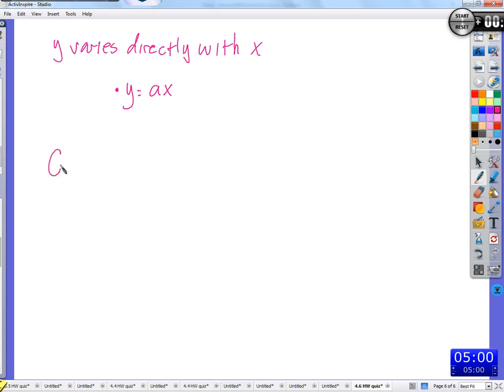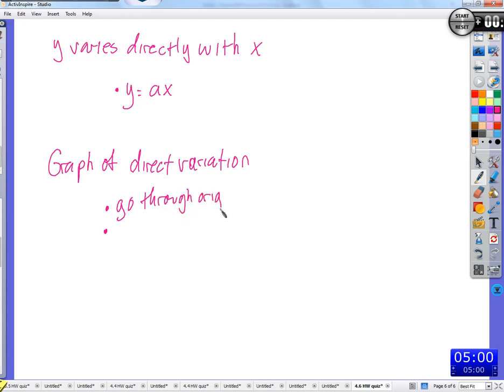What about the graph of direct variation? There are at least two things I want to pull out of this and remind us. What's something about all graphs of direct variation? It's consistent throughout. They go through the origin. Same thing.